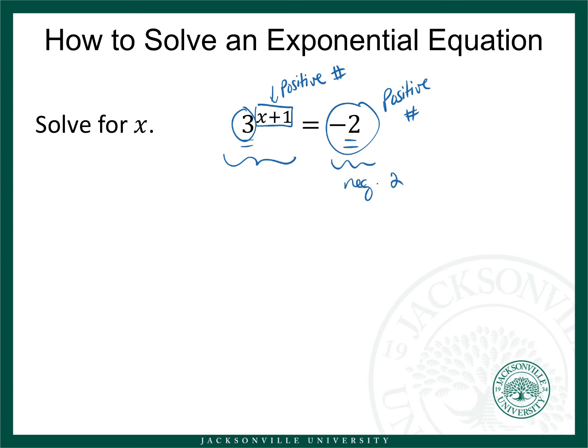In fact, it's -2. So this tells us that this cannot happen. There's no way that you can take a positive number, raise it to a positive power, and end up with a negative number. So this is actually an example of an equation where there is no solution. And I'll show you what that looks like graphically.